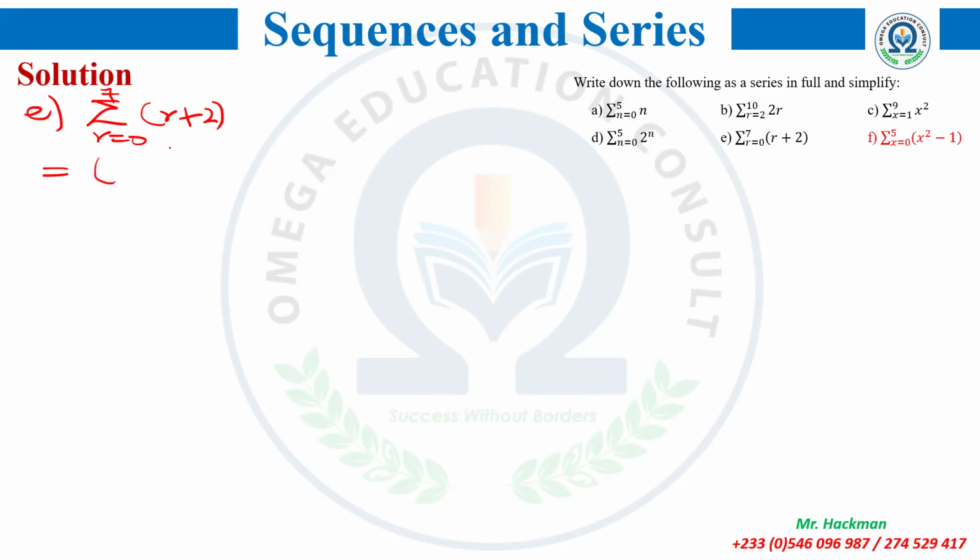So your first substitution, R is 0, so it will be 0 plus 2. Plus your second substitution, R is what? It's 1. So 1 plus 2. Then plus the next one will be 2 plus 2. I hope you are following, professors. Yes. Up to 7 plus 2.